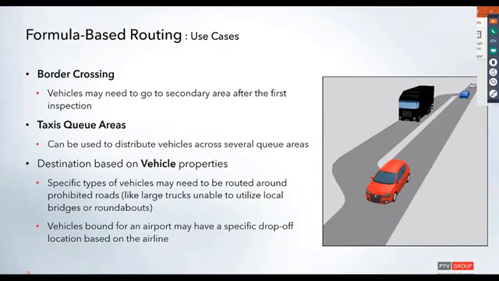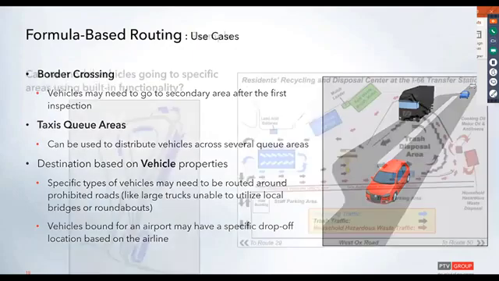And then really you can set this up for any vehicle property. So you may have a specific vehicle type that needs to be routed along a different path. Maybe it can't take a specific local road or just has a different area it needs to go to. Or you can also create user-defined attributes if you want to send vehicles to a specific section for an airport, having them go to different drop-off areas based on airlines. So a lot of different options for setting all of this up.